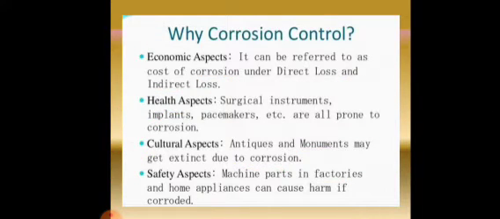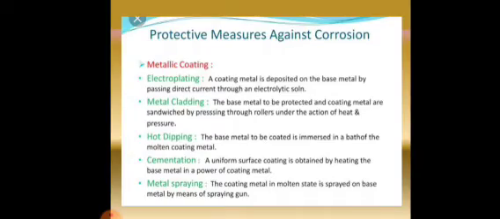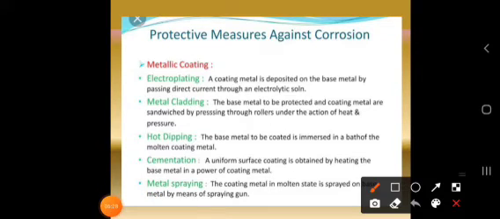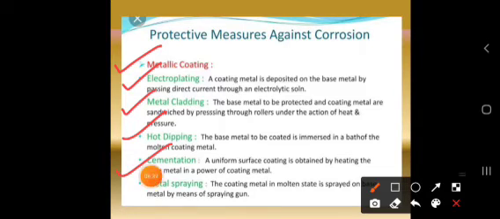Now next, how can we protect metals against corrosion? Here, the first one is metallic coating, where we do electroplating, metal cladding, hot dipping, cementation and metal spraying.